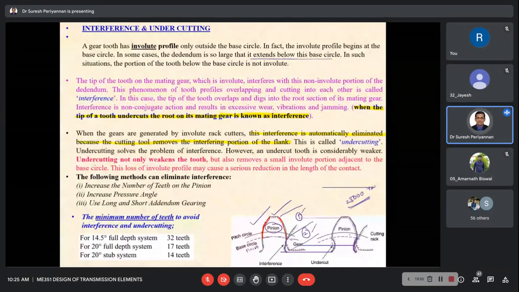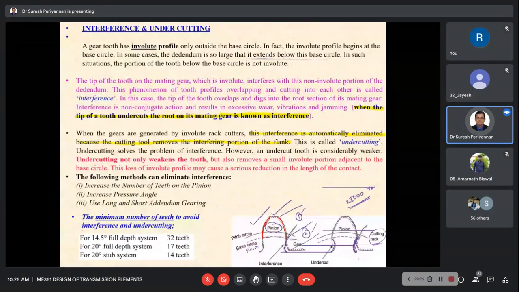the gear teeth and pinion teeth will be continuously functioning. But here undercut has happened because the gear tooth was functioning as a cutter. Based on this non-involute portion, this cutting is going to happen. Removal is going to happen because of the gear tooth. Finally, this shape is called undercut.